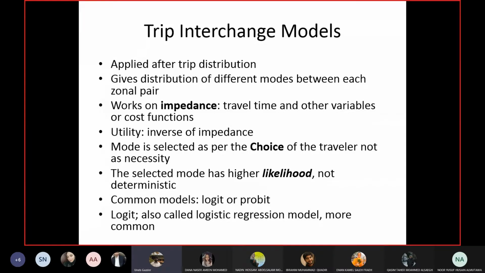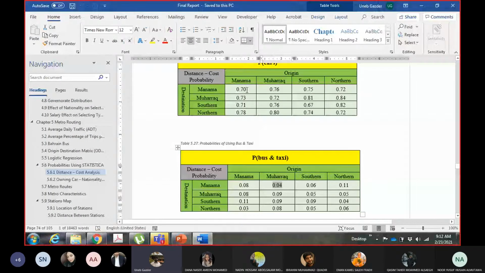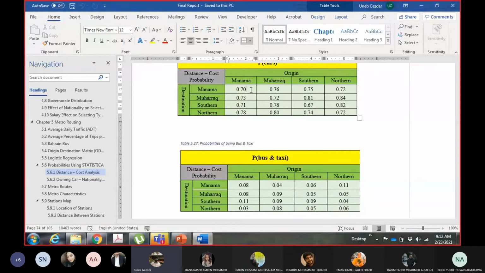So if I go back to the project example, now you see here, if I'm traveling within Manama, then I have a 70% chance of choosing a car, and I have an 8% chance each of choosing bus and taxi. So which one has more chance of being chosen? Car. Bus and taxi also have a chance of being chosen, but since car has more chance, I will assume that this traveler will go by car. Although car is not the only option, there is a chance that he may go by bus and taxi as well.